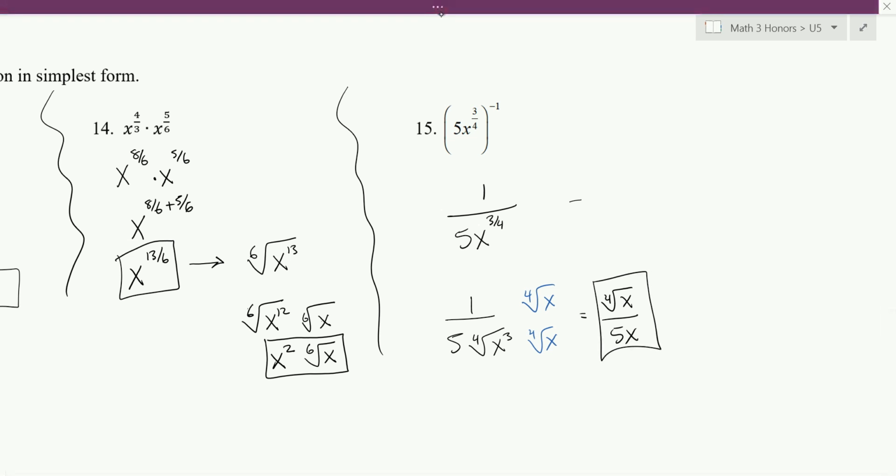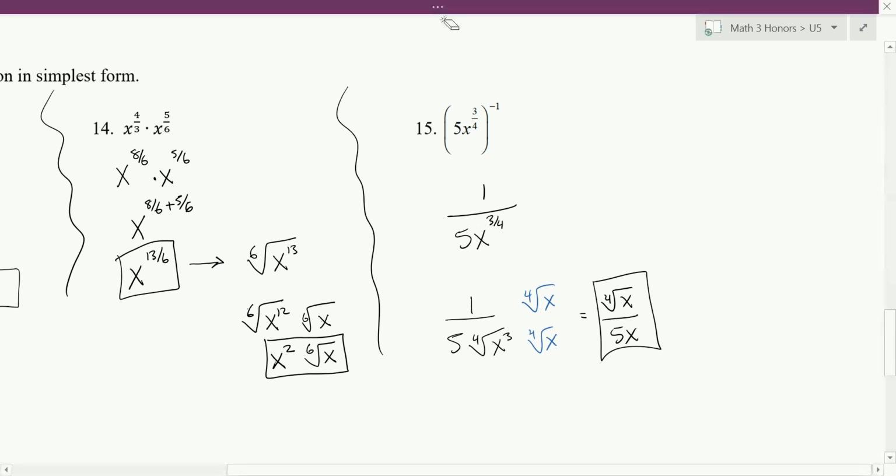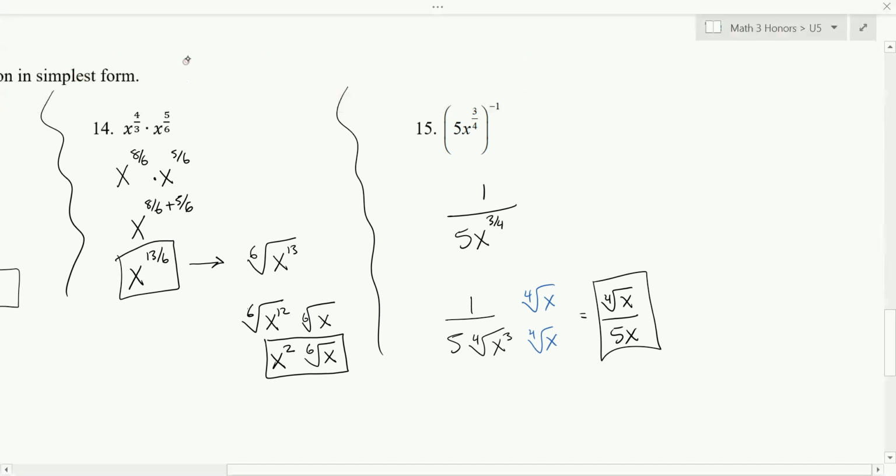If we didn't change this to radical form at all, we could also solve this. What would we multiply this fraction by to get rid of the fractional exponent? X to the 1/4. Because when I multiply by that, I'm going to be adding 3/4 and 1/4, which would give me a whole number in the exponent and get rid of the fraction. So this would end up being x to the 1/4 over 5 times x to the, you're adding 3/4 plus 1/4, which would be 1.